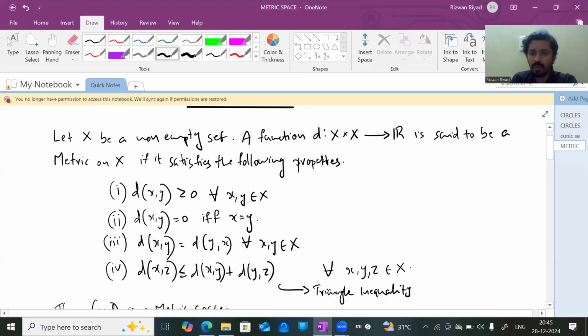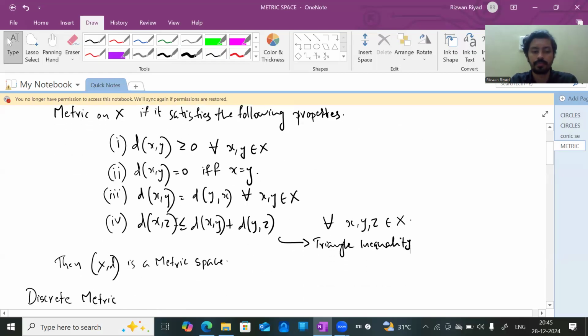Because in a triangle, the sum of any two sides will always be greater than the third side. It is like that property of a triangle. So if this function d satisfies all these conditions, we can say that d is a metric on X. I hope it's clear.